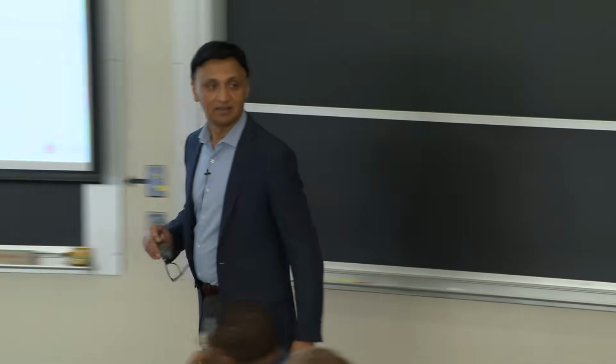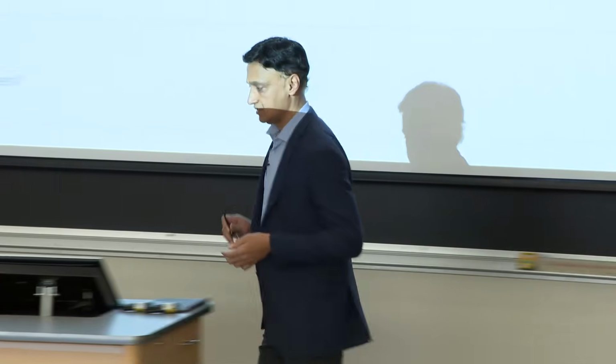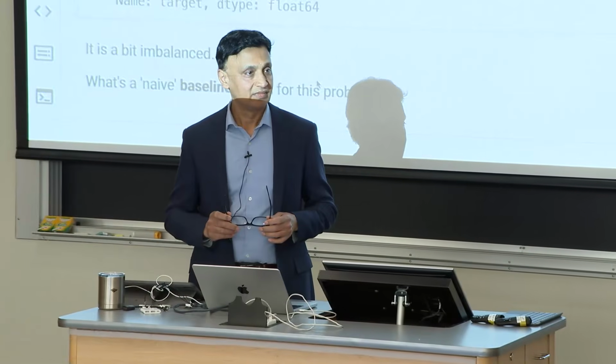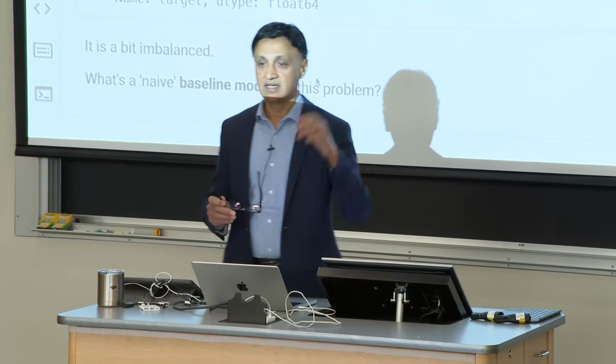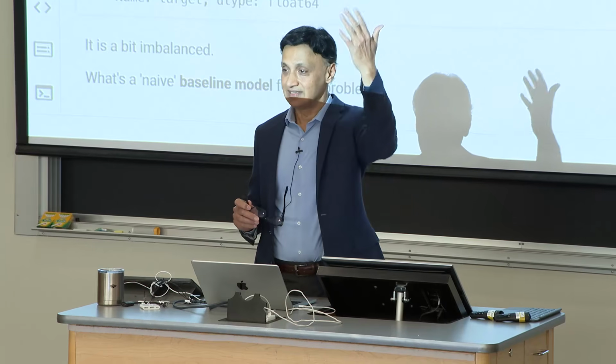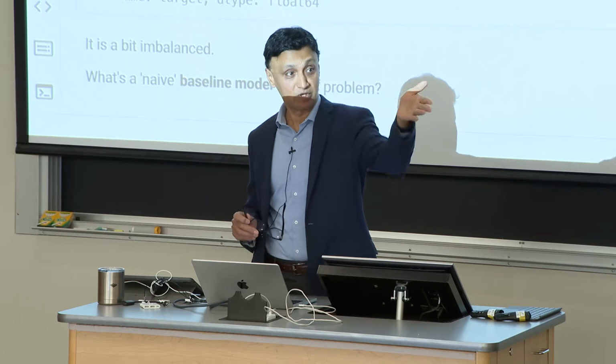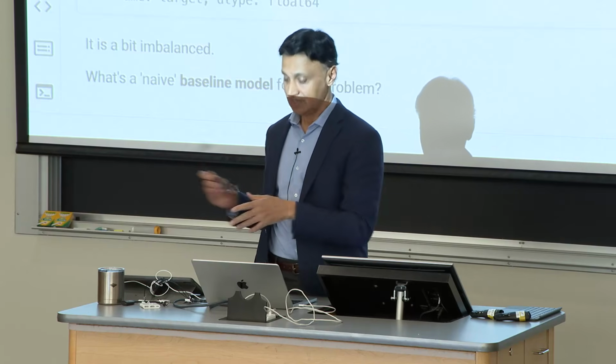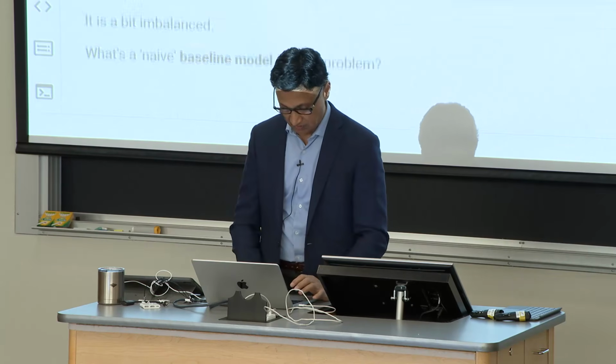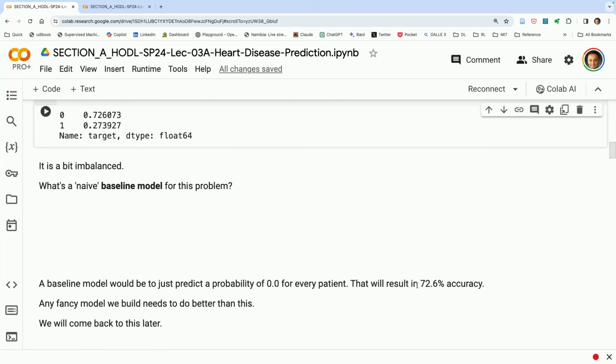Yes. Just predict 0 every time. Yeah, and why would you do that? It would give you a 72.6% accuracy. Exactly. Because 72.6% is the higher class, the one with the higher percentage. You just predict it, and you'll be right in those 72.6% of the cases. You'll be wrong on the rest, which means that the accuracy of this model is going to be 72.6%.